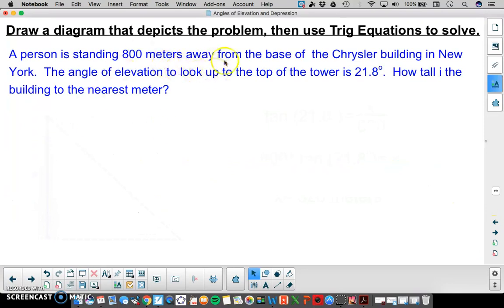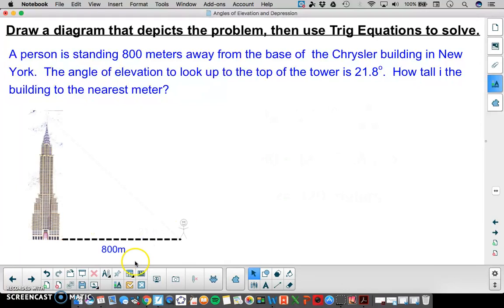All right, what we want to do here is draw a diagram that depicts the problem and then use trig equations to solve it. So a person is standing 800 meters away from the base of the Chrysler building in New York. So here's my Chrysler building and a person standing 800 meters away. The angle of elevation to look up at the top of the tower is 21.8 degrees. So this person is looking up at the tower at an angle of 21.8 degrees. We want to know how tall the tower is to the nearest meter.